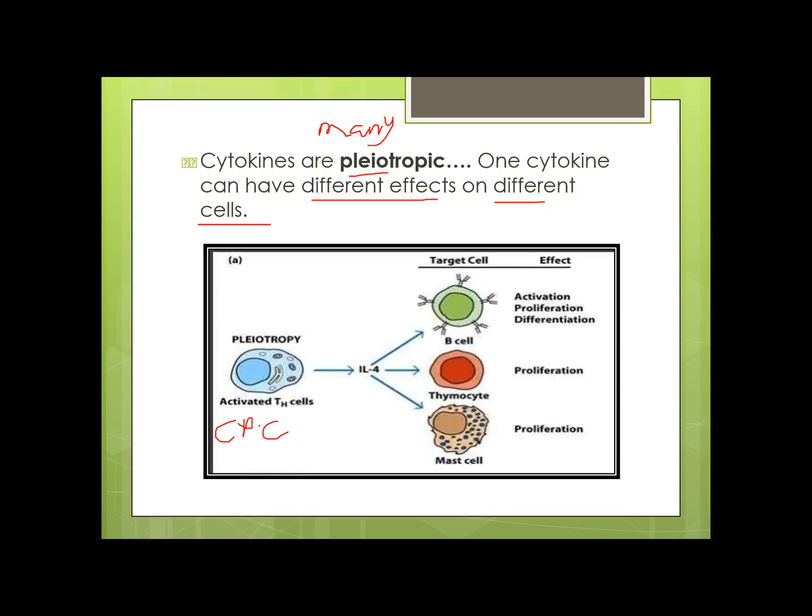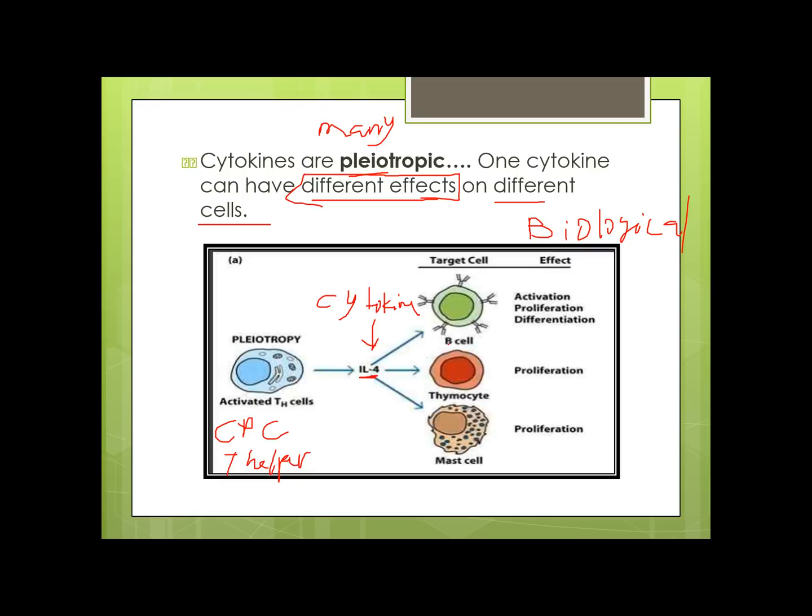cytokine producing cell. The cytokine producing cell here is your T helper. Now, the T helper will secrete the cytokine interleukin 4. Now, interleukin 4, for every cell type that it would target, would have a different biological effect. Let me repeat. In this picture, the cytokine producing cell is your T helper cell or your activated T helper. It will secrete the cytokine interleukin 4. And interleukin 4, which is the cytokine, will have different effects on different cells. These are the biological effects that I mentioned earlier.